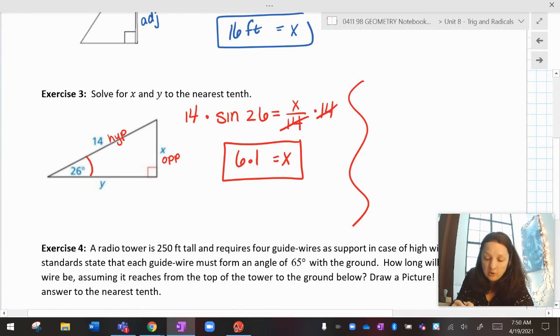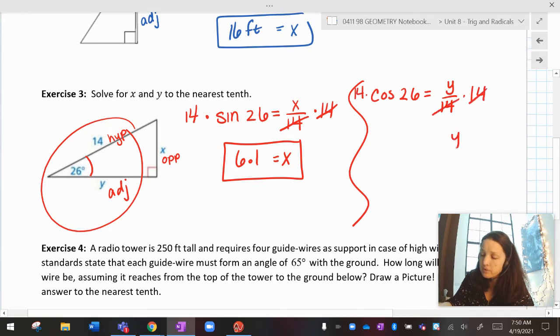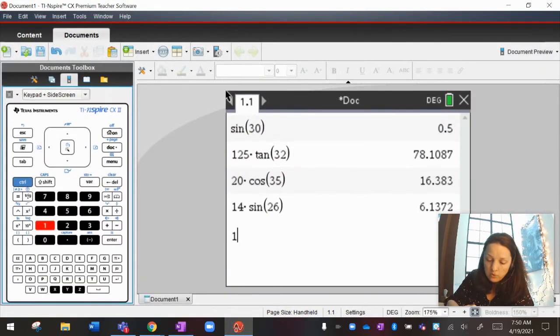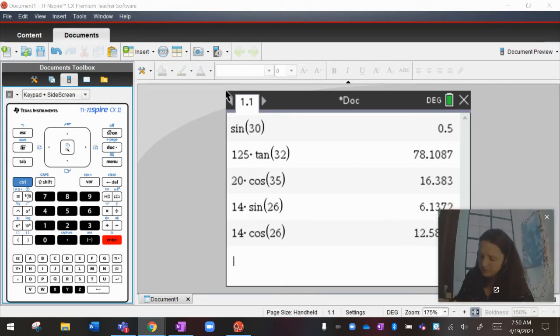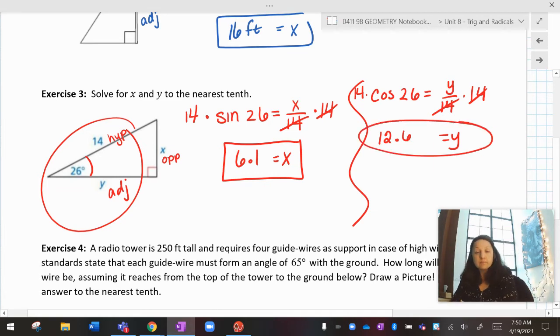But I was also supposed to find y, and y is the adjacent. So if I look at adjacent and hypotenuse, that would be cosine. Cosine 26 equals y over 14, adjacent over hypotenuse. And then I multiply by 14 again. So 14 cosine 26 is 12.58, which would be 12.6 if we round to the nearest tenth. And there we go.